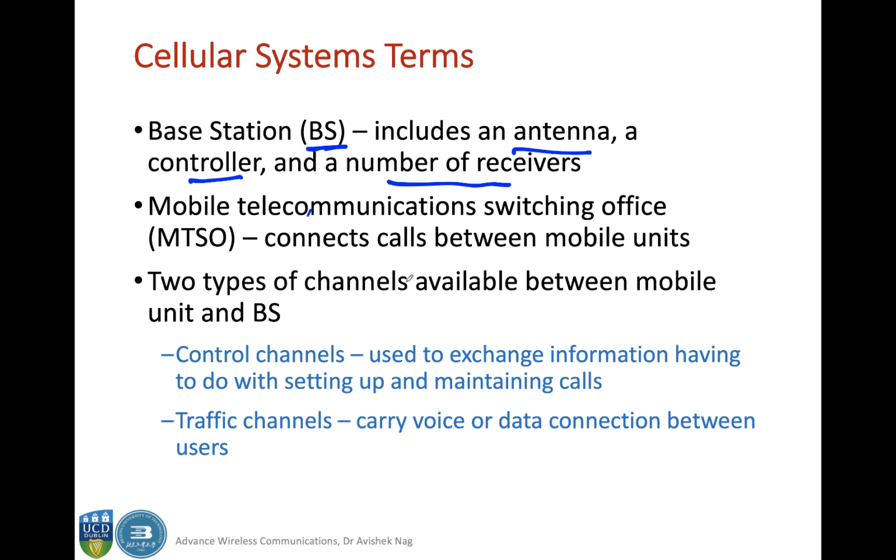And then two types of channels are available between mobile unit and base station. So you can have either control channels, which are used to exchange the information having to do with setting up and maintaining calls. So this is basically control information, and those control information are communicated between the mobile unit and the base station using the control channels. And then you have the traffic channels, which actually carry the information bearing data, that can be voice or the data connection between the users.